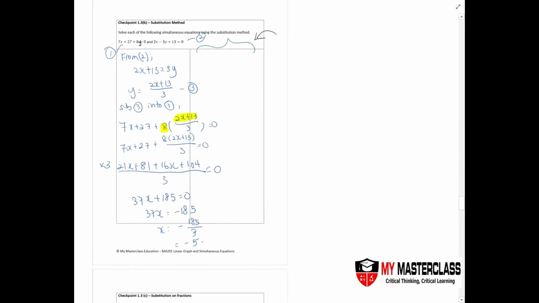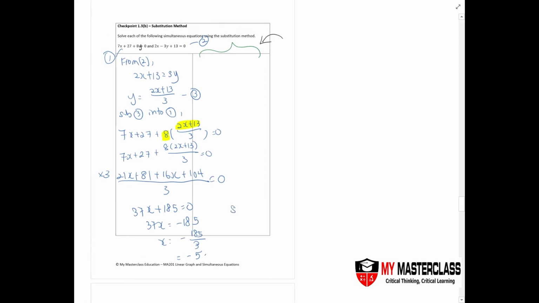Once I'm done, I'll substitute this x equals negative 5 into 3, because y in 3 is a lot easier. So I'll take y equals 2 times negative 5 plus 13, over 3. Therefore my answer here will be 1. Now you can check with your calculator. Use the method that I've taught you above, using the calculator screenshots, to double check if, let's say, your x and y is correct.